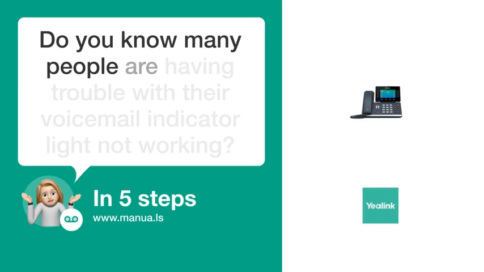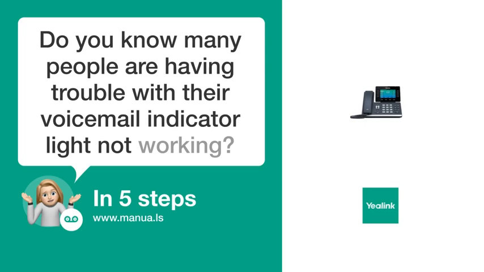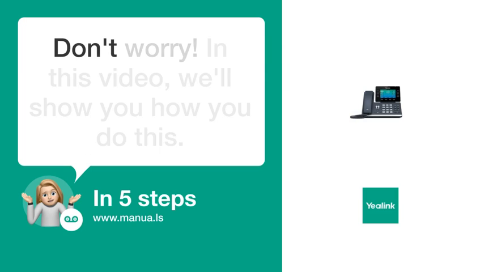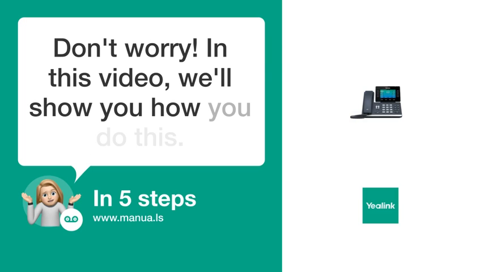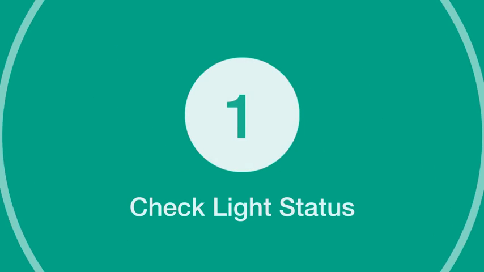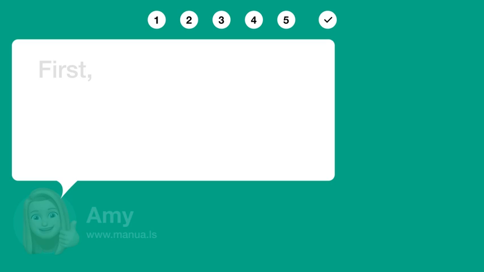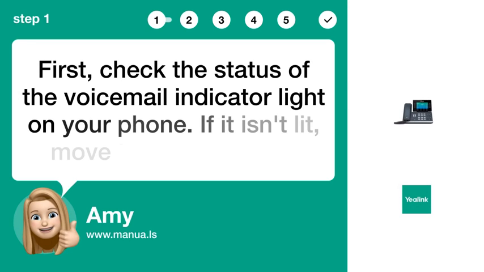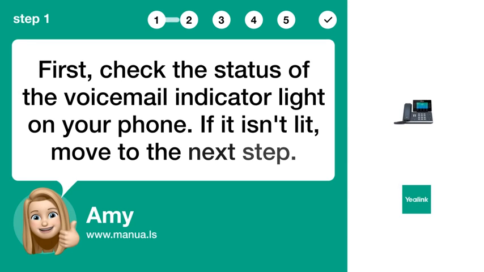Do you know many people are having trouble with their voicemail indicator light not working? Don't worry. In this video, we'll show you how to fix this. Let's start. Step 1. Check light status. First, check the status of the voicemail indicator light on your phone. If it isn't lit, move to the next step.